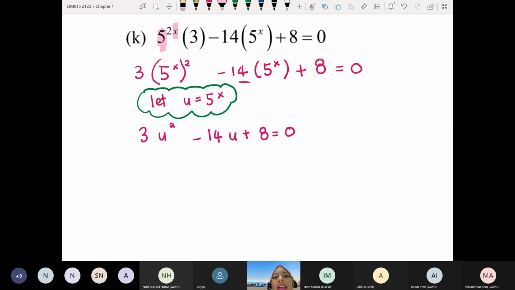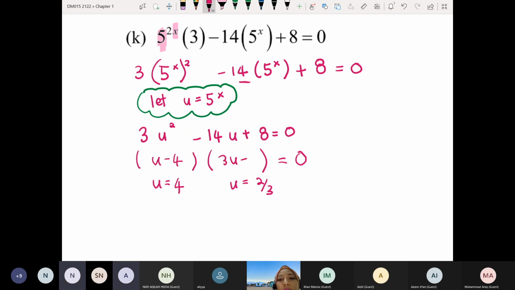Sekarang lagi sekali tekan calculator. Jangan salah, cari the factor of this function: 3u squared minus 14u plus 8. U equals to? 4. Another one? 2 over 3. So macam mana kita buat dia as a factor? U minus 4, and 3u minus 2. Okay, so u equals to 4, u equals to 2 over 3.